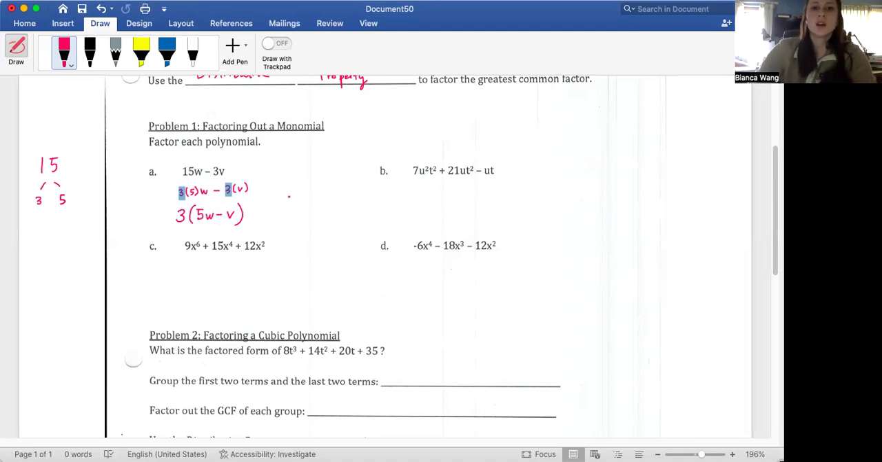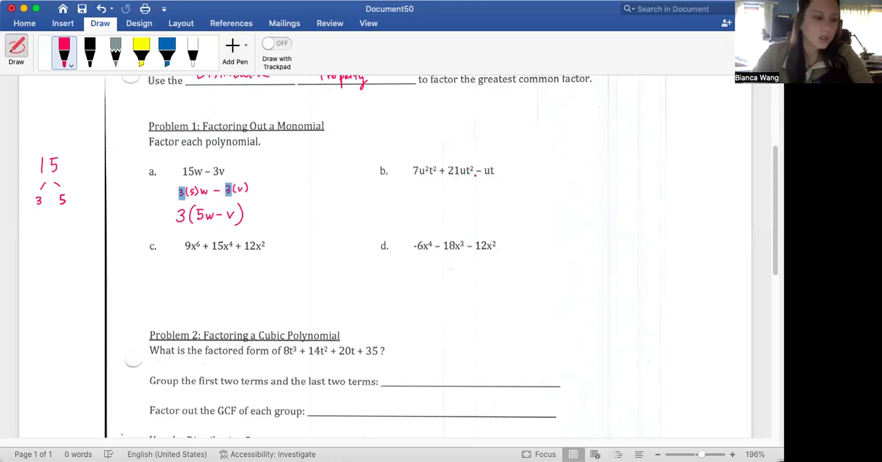And so if we distribute this out, it would be the same thing as the original problem. It would be 15W minus 3V. So you can always check your work. Once you've factored out the polynomial into its most simple terms and you distribute it back in, it should be exactly the same thing.